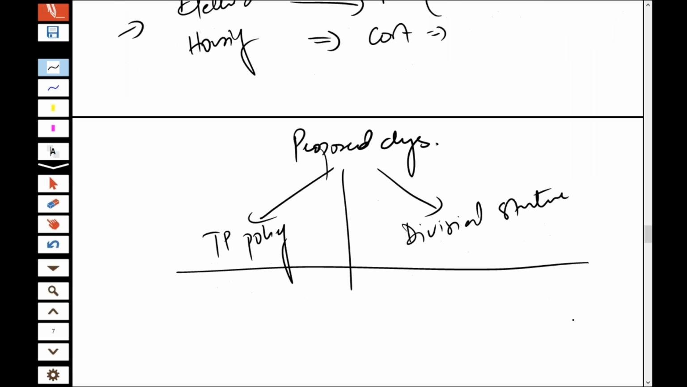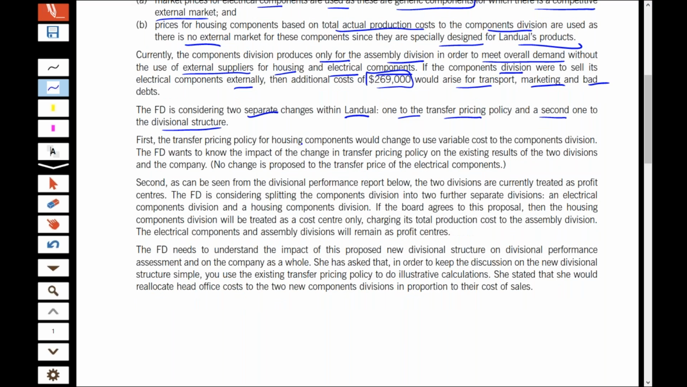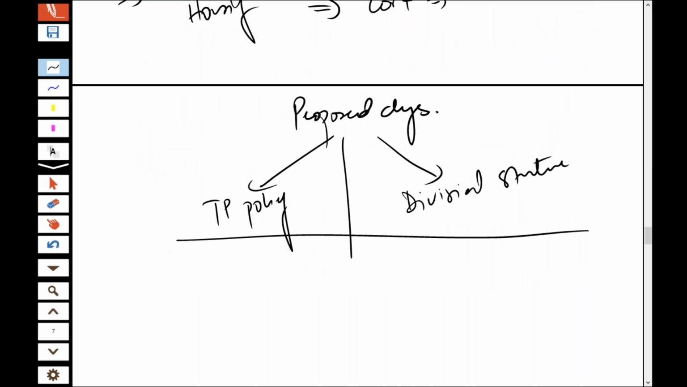Now, what exactly are they? It says first, the transfer pricing policy for housing components would change to use variable cost to the component division. So for housing components, you are now going to be charging variable cost only.